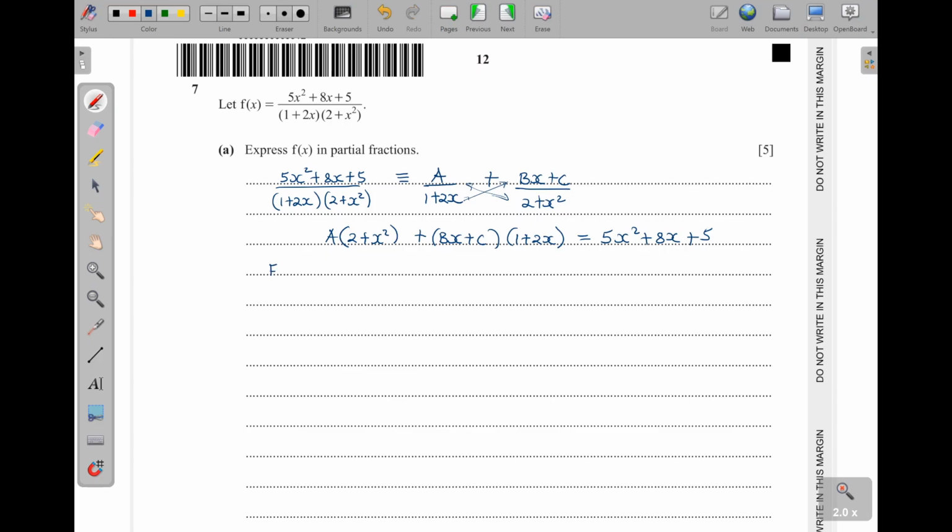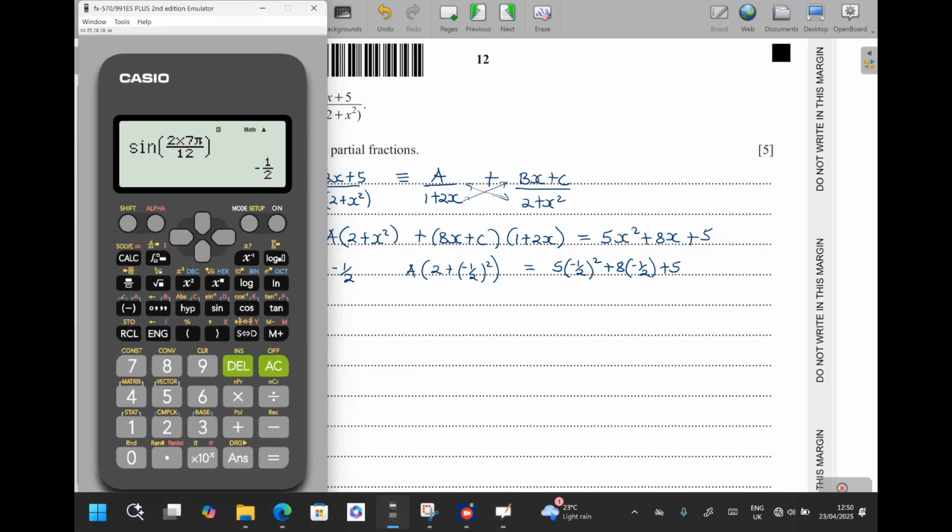So suppose x, okay, if x is equal to, I can equate this one to 0, and then I get negative a half. So if x is equal to negative a half, that means this whole thing will go, and then I remain with this one here. So A into 2 plus negative a half squared then shall be equal to 5. You put negative a half here squared plus 8 into negative a half and then plus 5.